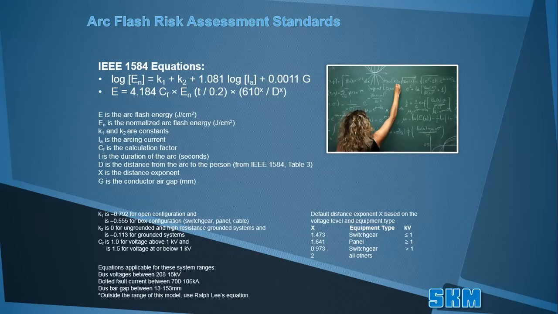Empirical equations on calculating arcing fault current, flash protection boundaries, and incident energy are provided in the IEEE 1584 standard. The formulas are valid for systems ranging from 208 volts to 15 kilovolts, bolted fault current between 700 amps to 106 kiloamps, and bus bar gap between 13 to 153 millimeters.